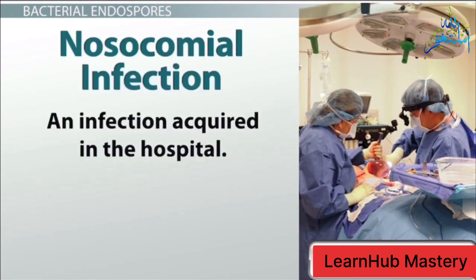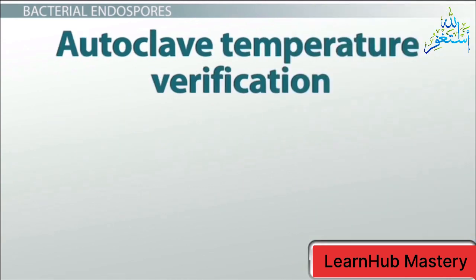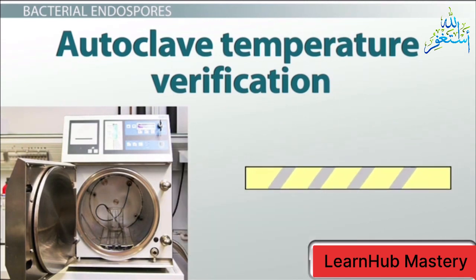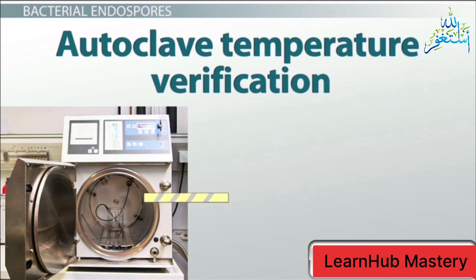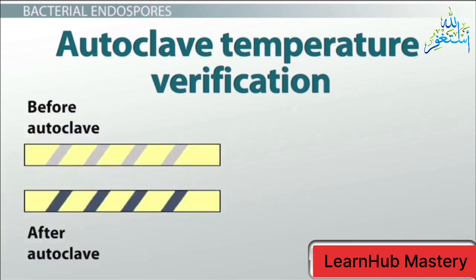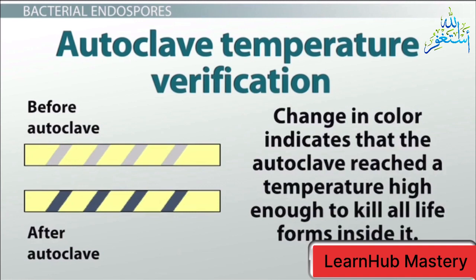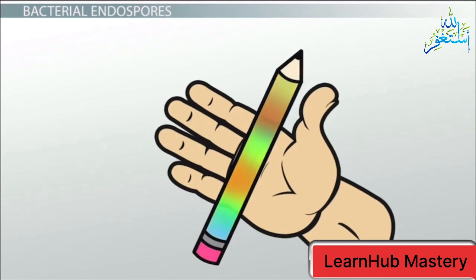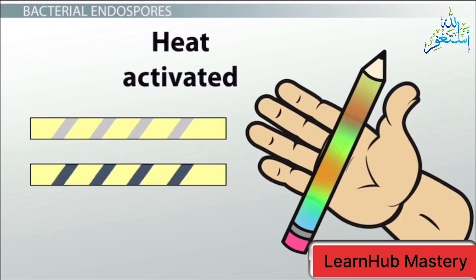As a way to ensure that an autoclave reached the critical temperature high enough to kill these endospores and other microorganisms, test strip indicators are placed within it during an autoclaving procedure. If they change color, they indicate that the autoclave reached a temperature high enough to kill all life forms inside it. You can liken this color-changing test strip to those cool, heat-sensitive pencils. If you hold one for long enough, it will change color due to the heat coming off of your hand. These test strips use the same exact principle.